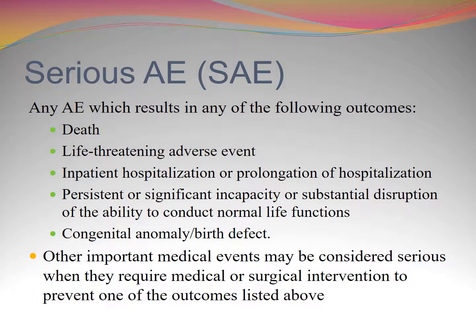Now this last one's a big catch-all. Any other important medical event may be considered serious if it requires medical or surgical intervention to prevent one of the outcomes listed above. So, an allergic reaction in some people will cause angioedema, and it's a systemic kind of anaphylactic reaction where their lips will swell, their tongue will swell. Sometimes they'll have smooth muscle contraction around their trachea. This is an event that, if it's allowed to progress without intervention, can result in a life-threatening adverse event.